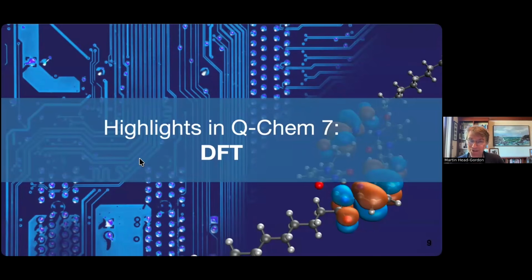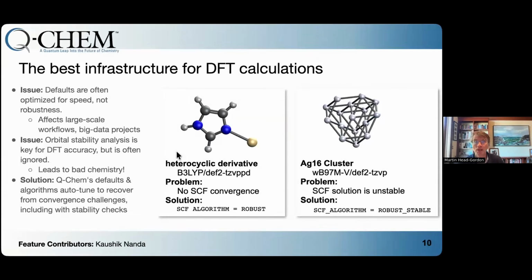And with that out of the way, let's begin to jump into some of the highlights in Q-Chem 7. And probably density functional theory is the core of modern quantum chemistry, and so I'll spend most of my time focused on density functional theory features because they're most important to most people. But this is by no means all of our features, and so I will say a bit about other things.